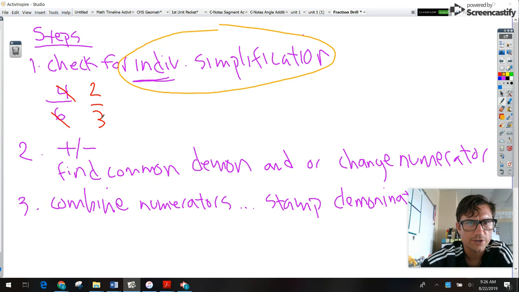After that, you're going to try to find a common denominator and/or change the numerator. So we're going to show you that. And then at the end, remember, you're only combining the numerators, whether it be addition or subtraction, and you just stamp the denominator. You don't add or subtract the denominators, you just stamp it. So make sure about that.